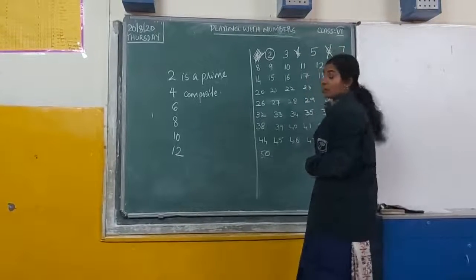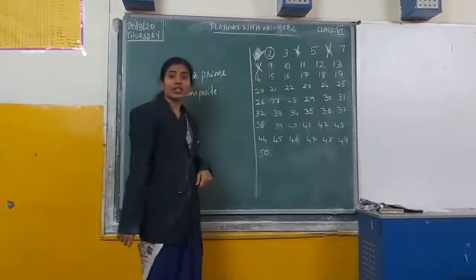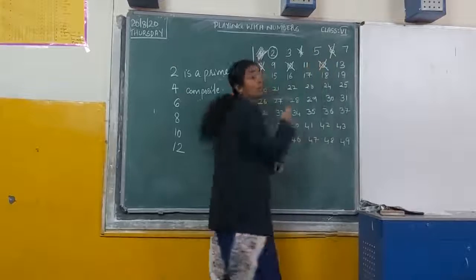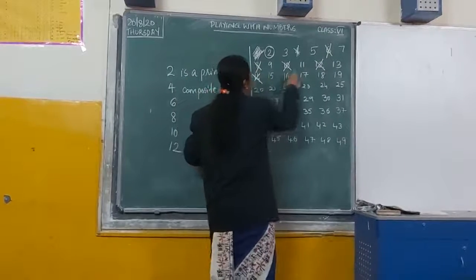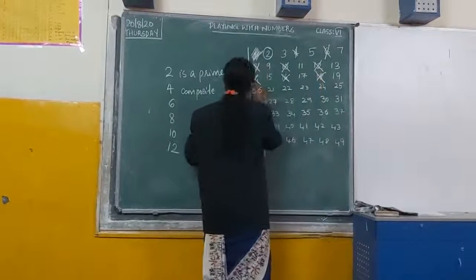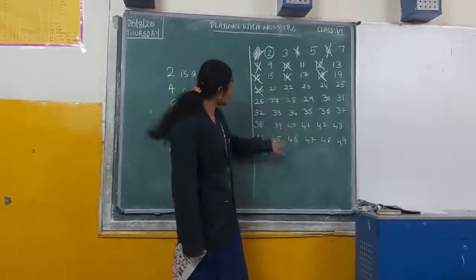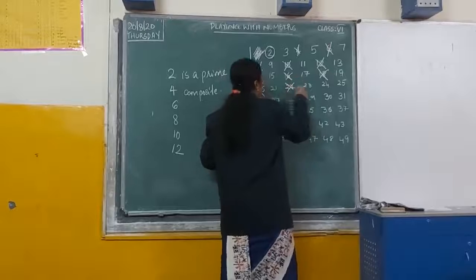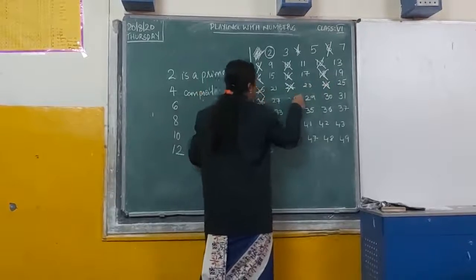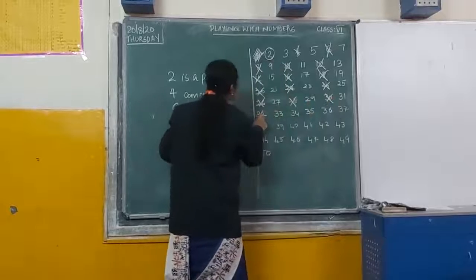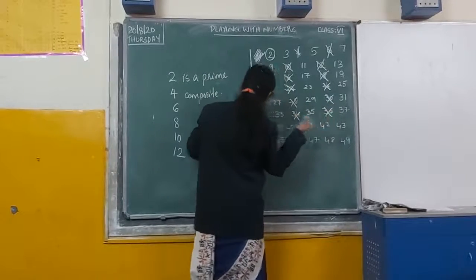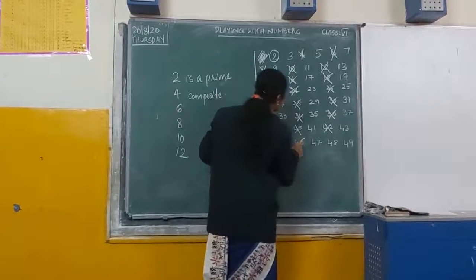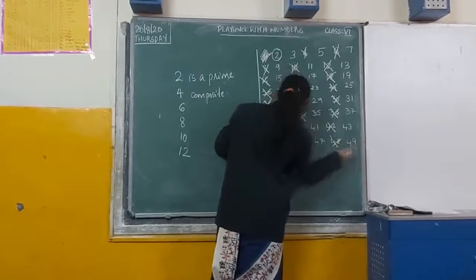6, it is a composite number. 8, that is also a composite number. 10, multiple of 2, cancel it. 12, multiple of 2. Here, 14, 16, 18, 20. And all other even numbers are also composite numbers. What is the reason? They are all multiples of 2. So we can cancel 22, 24, 26, 28, 30, 32, 34, 36, 38, 40, 42, 44, 46, 48, and then 50.